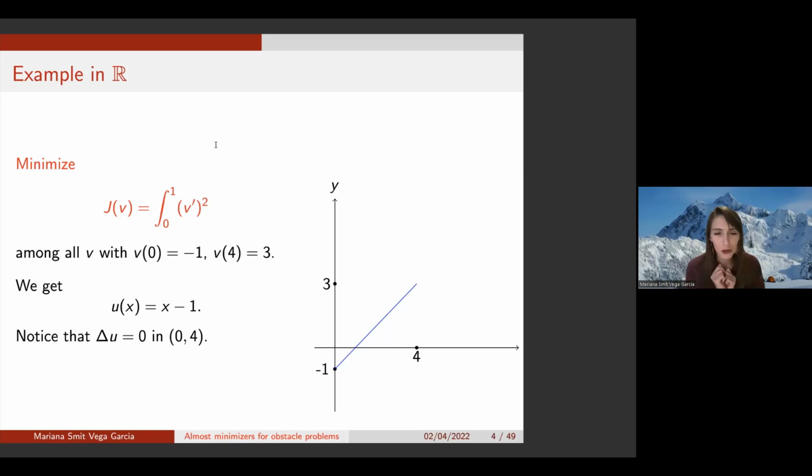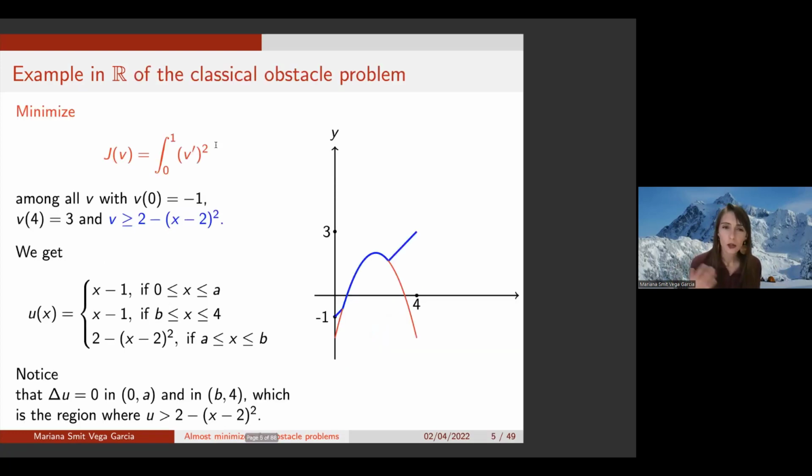Now let's tweak this to make things a little bit more interesting. What if not only do I have boundary requirements, but I also require my function u to be above something else, a given function? This is going to be an example of the classical obstacle problem in R. Let's preserve the energy. So I have the integral from 0 to 1 of v prime squared. I still have the same boundary requirements, so -1 at 0 and 3 at 1. But now I put an obstacle that happens to be a parabola in this case, just because it's much easier to draw the picture. And I want to find a function that has the boundary data and is greater than or equal to this function in blue, the parabola, inside of the domain.